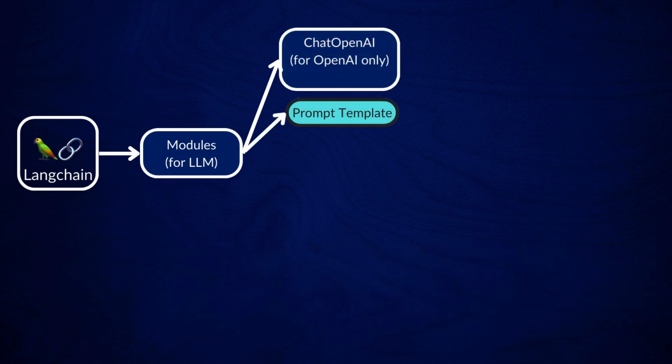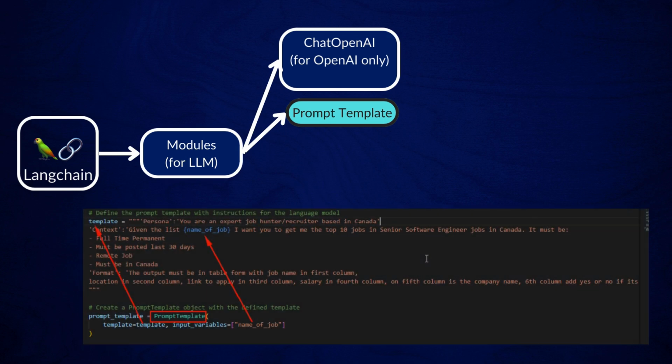Second is the prompt template. This component helps define how we communicate with the AI by structuring the prompts. We set up the prompt template to instruct the AI on exactly what we are looking for, such as filtering jobs that are full-time, remote, and based in Canada.